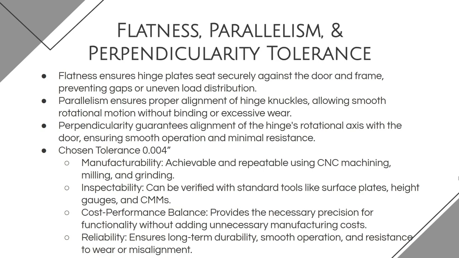For these three alignment parameters, we chose a tolerance of 0.004 inches. We chose this tolerance because of manufacturability, inspectability, cost performance balance, and reliability. This tolerance is easily achievable and repeatable with current modern manufacturing processes. It is also verifiable with standard tools like height gauges and coordinate measuring machines. This tolerance ensures the precision for long-term durability, smooth operation, and resistance to wear or misalignment without adding unnecessary manufacturing costs.